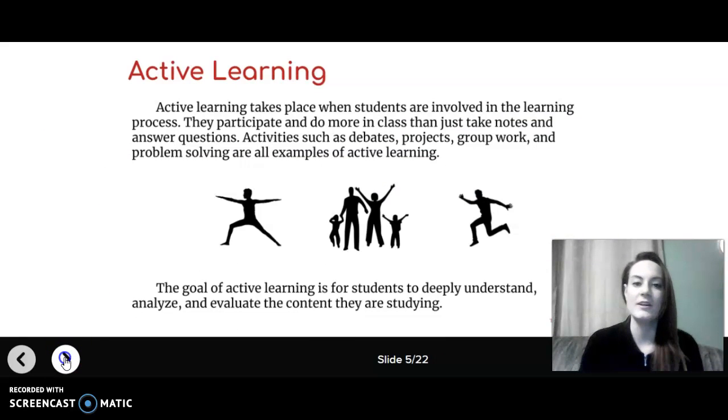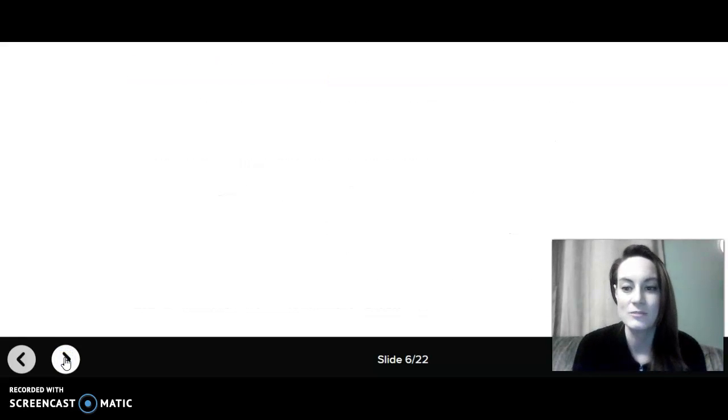So active learning takes place when students are involved in the learning process. They participate and do more in class than just take notes and answer questions. Activities such as debates, projects, group work, and problem solving are all examples of active learning. The goal of active learning is for students to deeply understand, analyze, and evaluate the content they are studying.